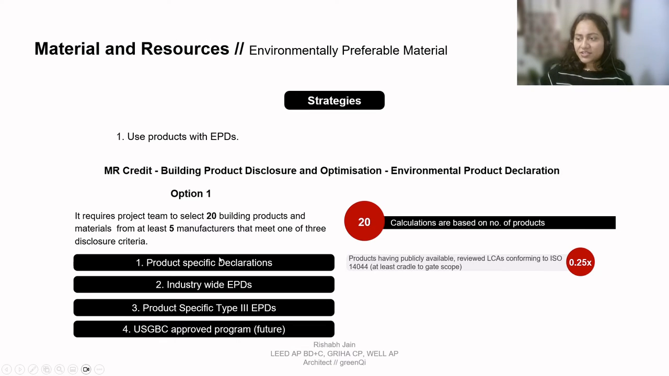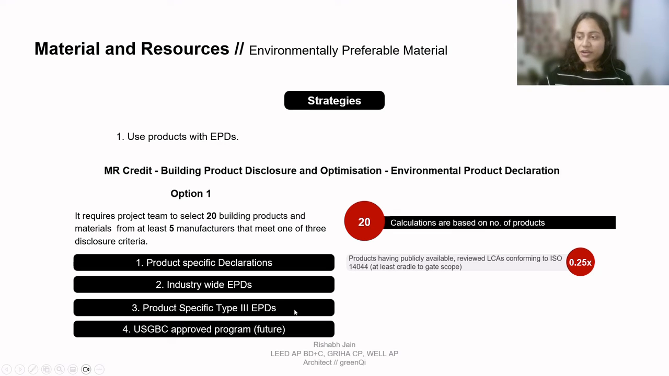Let's say a product has a product specific declaration. This is publicly available LCA data. It is reviewed by peers, but it is not actually third party verified. So this is given a weightage of 0.25 of its original value. If it's one product, it will be 1 into 0.25. 0.25 would be the value of that product.